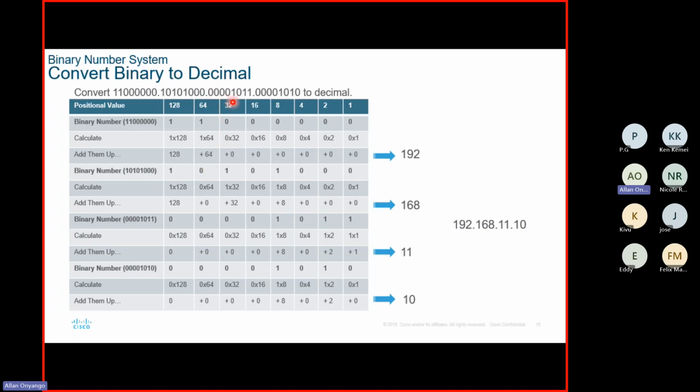The third one is 00001011. Okay? Again, we put them here, down there. 00001011. And the first one is under 8. So it's like 8 plus. The next one is under 2. And the last one is under 1. So 8 plus 2 plus 1 is 11. And we have 11 here, isn't it? The last one is 10. And it is actually 00001010.